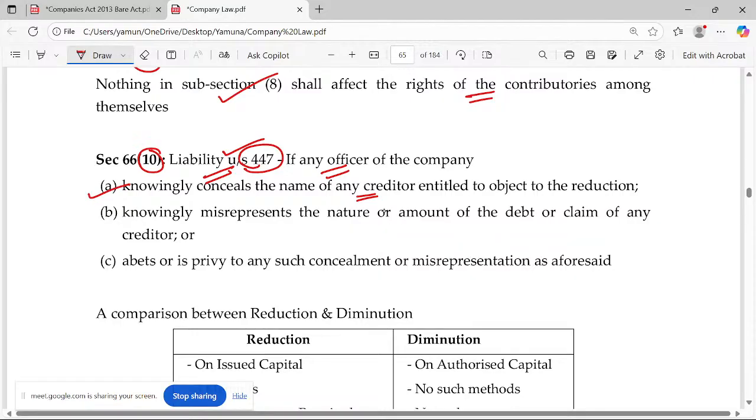Knowingly conceals the name of any creditor who is entitled to object. Knowingly misrepresents the nature or amount of the debt of that person, or abets or is privy to any such concealment or misrepresentation. What do you mean by abetting? Actually, I am not doing it. Others are doing it and I am along with them. Others are doing it, and you cannot escape.